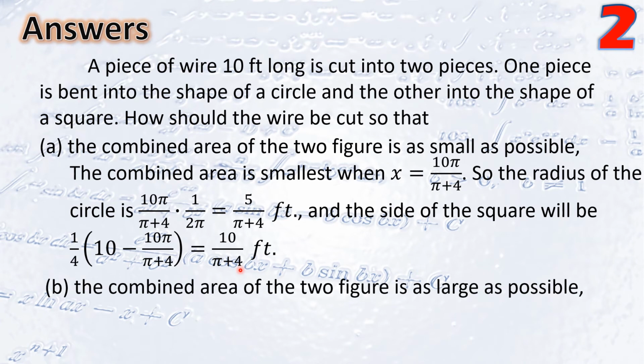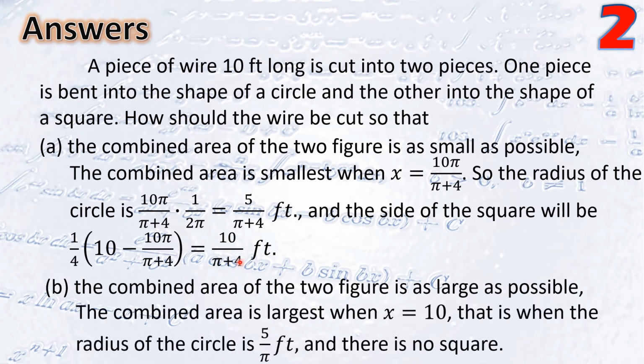Letter B, the combined area of the two figures is as large as possible. The combined area is largest when x is equal to 10. That is when the radius of the circle is 5 over pi feet and there is no square.